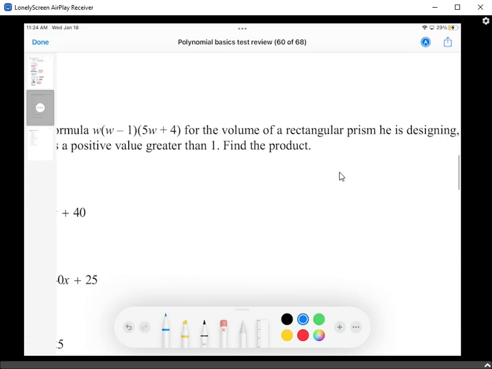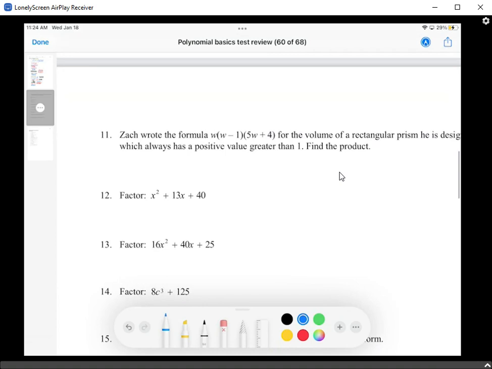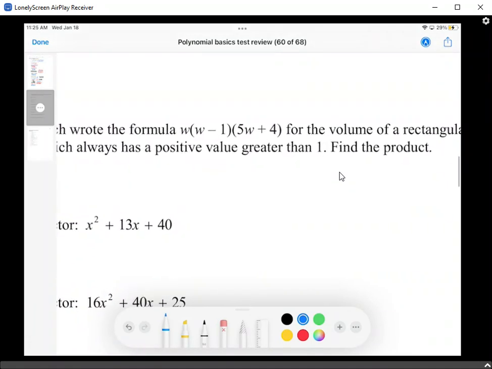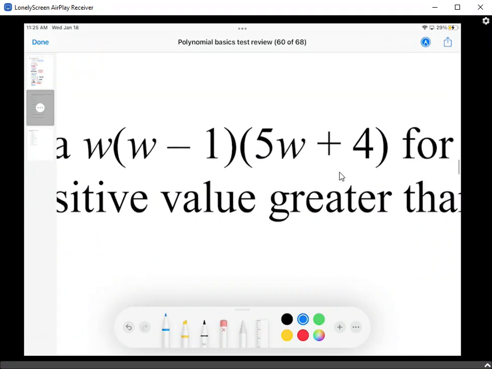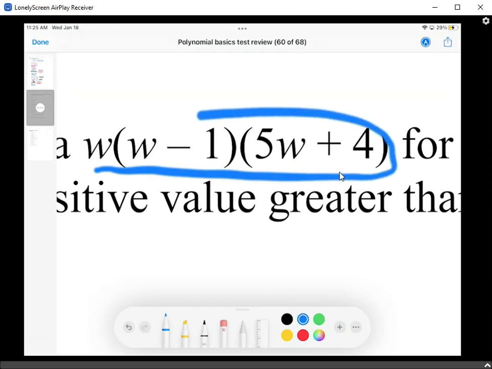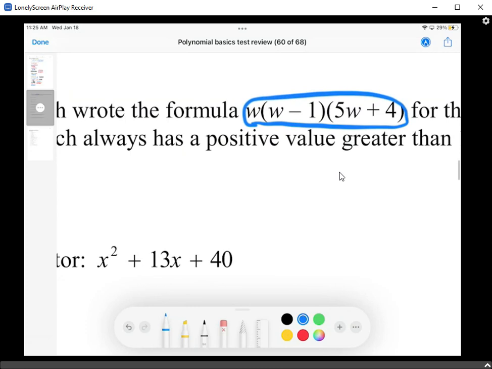Zach wrote a formula for the volume of a rectangular prism. Find the product. Y'all, this is 3 sentences that's asking you to just multiply what is on the screen right now. We're just going to multiply these 3 things all together. That's all we're trying to do. Okay? So here's what I'm going to do. I'm going to start with just the first 2, just what I highlighted right there. Okay? W times W minus 1, we're going to turn that into W squared minus W.